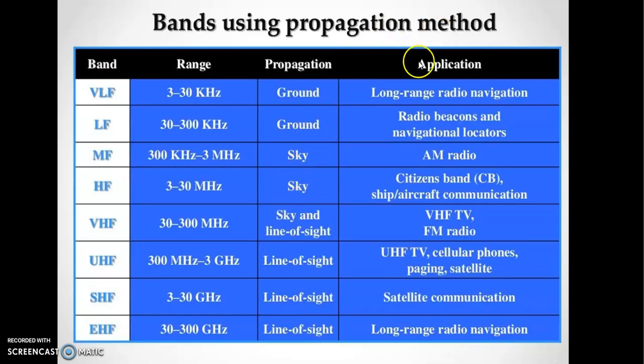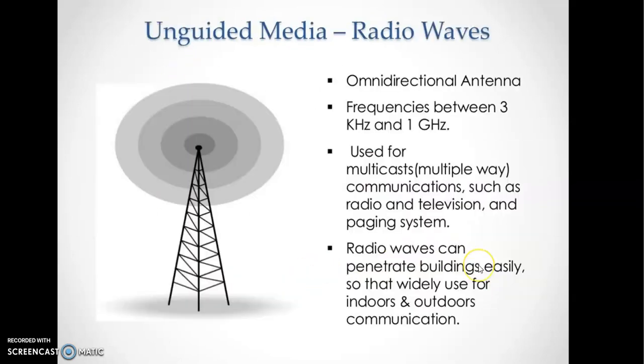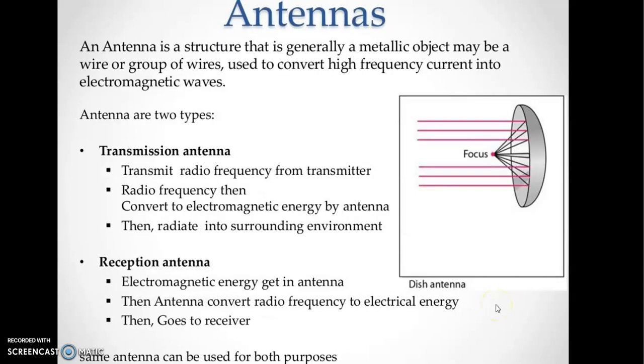Bands using propagation medium: 3 to 30 kilohertz, ground propagation, long range navigation. Wireless transmission waves are divided into three types: radio waves, microwaves, infrared waves. Radio waves are omnidirectional, with frequency between 3 kilohertz to 1 gigahertz, used for multicasting communications such as radio and television and paging. Radio waves can penetrate buildings easily, so they are widely used for indoor and outdoor communication.